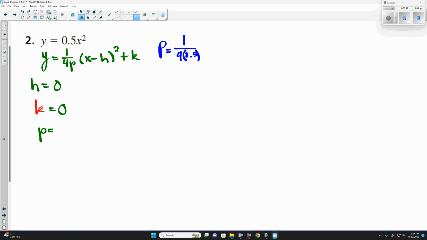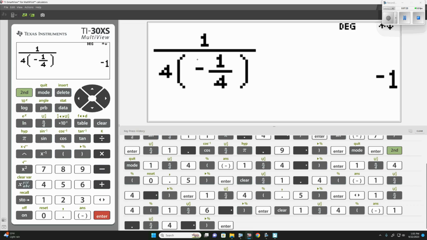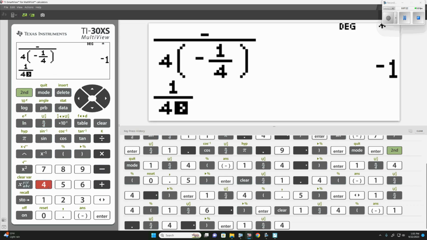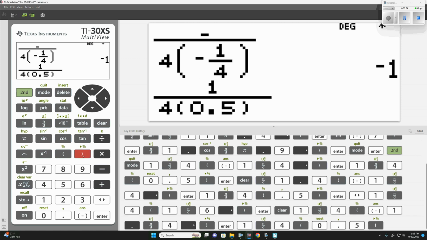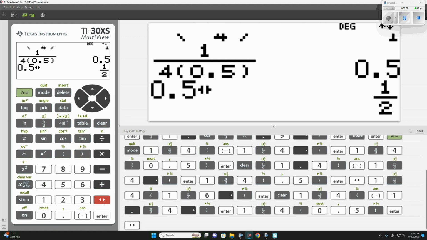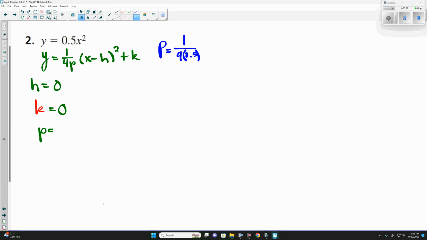One over 4 times 0.5. We can leave it as 0.5, or we can write its fraction as 1/2. So p is 1/2.